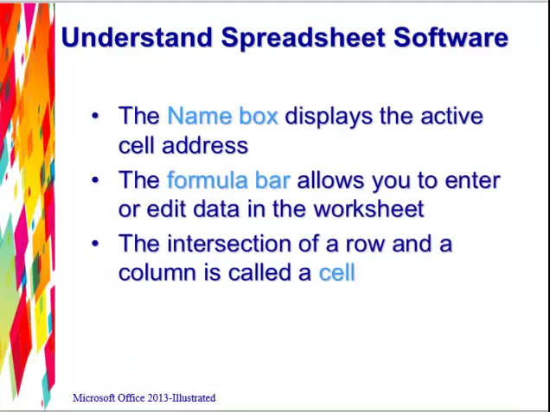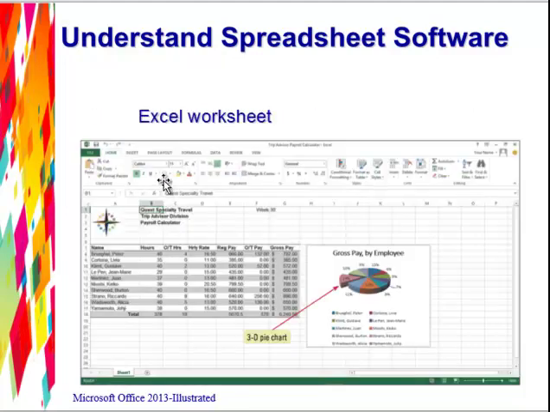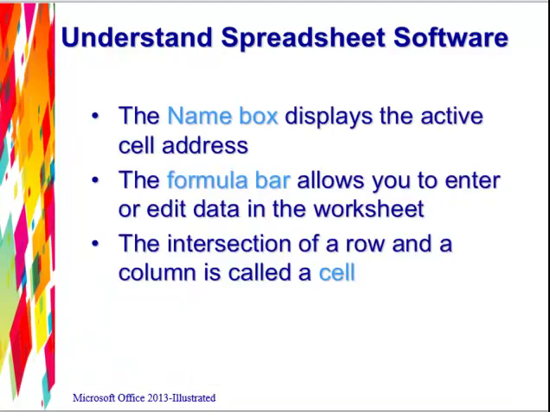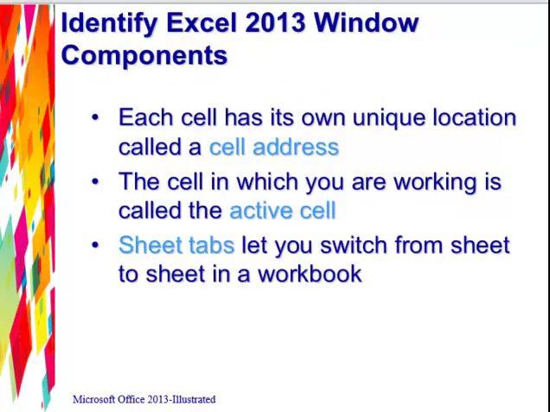The name box, which in this spreadsheet is right here, tells you what cell currently is active. The formula bar, which is at the top, allows you to enter data or edit the data that's in the worksheet. And like I said earlier, the intersection of a row and a column is called a cell. Each cell has its own unique location, which is formed by the row number and the column letter.